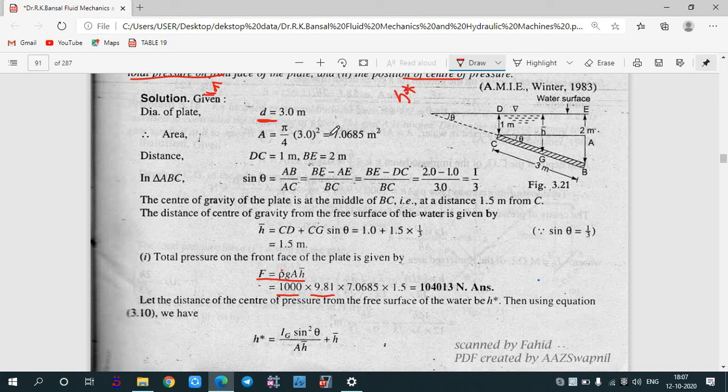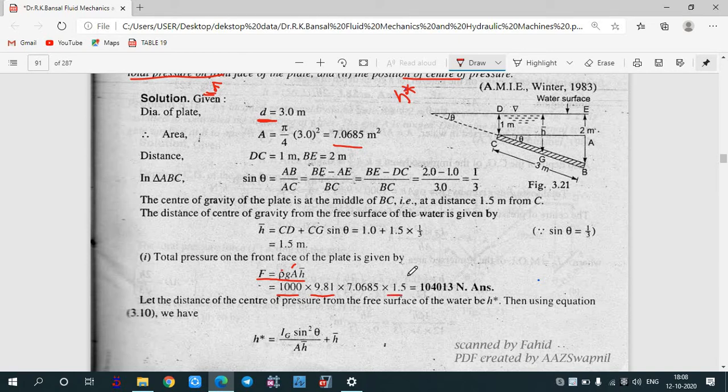So pi by 4 times 3 squared gives you the value of area, which is coming out to be 7.0685 meter square. After that, we will require what? H bar. So we have got these values: 1000 as density, 9.81 as the gravitational acceleration, and 7.0685 as your area. Now we need to calculate h bar.